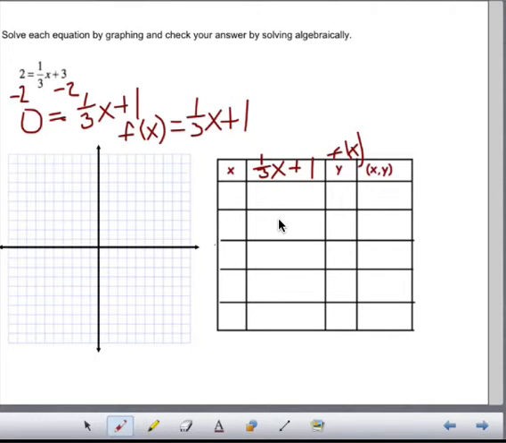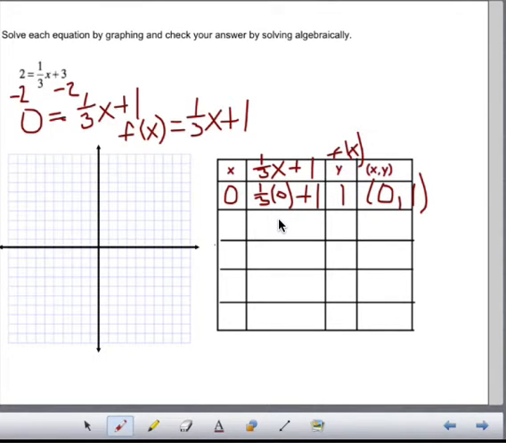And let's plug in some values. I'm always going to start with 0 because that's an easy one. So that's just 1/3 times 0 plus 1. Well, 1/3 times 0 is 0, plus 1 is 1. So my ordered pair is 0, 1.